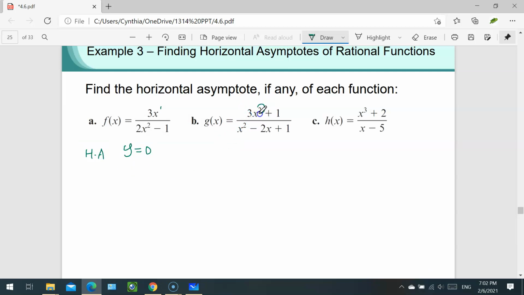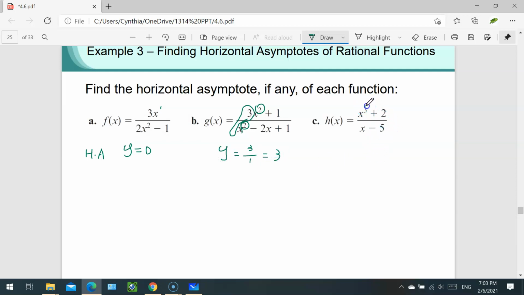The highest degree power on the top is 2. The highest degree power on the bottom is 2 as well. So they are equal. Then we just take the coefficients of your x squared terms, which means the horizontal asymptote is at y equals 3 over 1, which is 3.